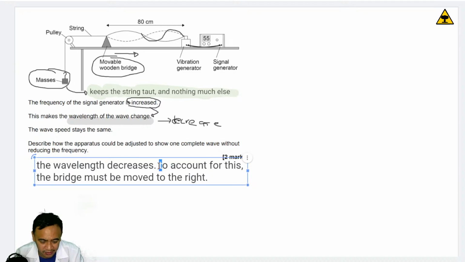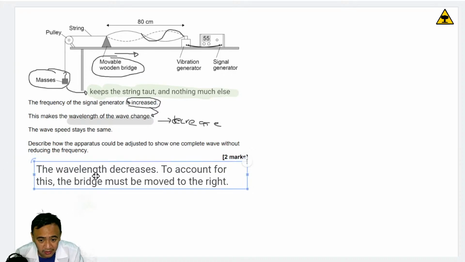These 2 statements are your 2 marks. Okay, great.